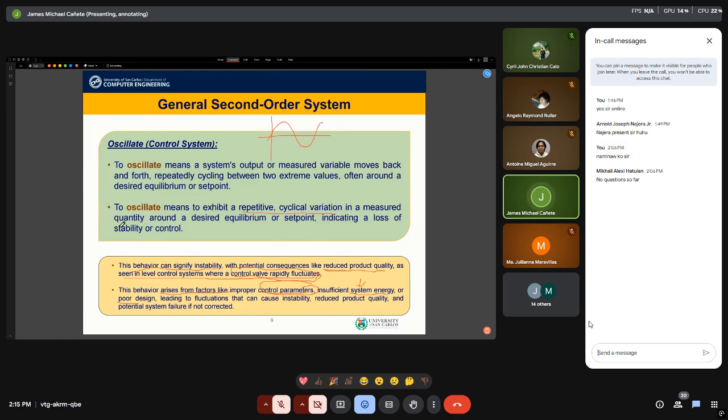Repetitive cyclic variation. So nasa siya, this is in conjunction with a desired equilibrium. And this means the input of our system. Diba? When we turn on the system, I guess when you switch it on, you want the output of a light switch to turn on the light.